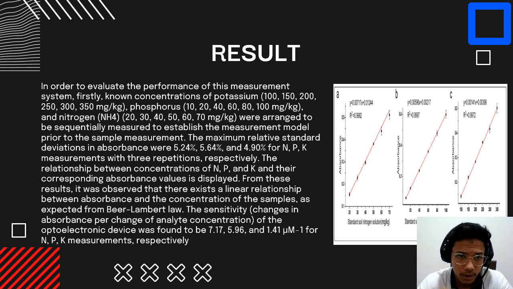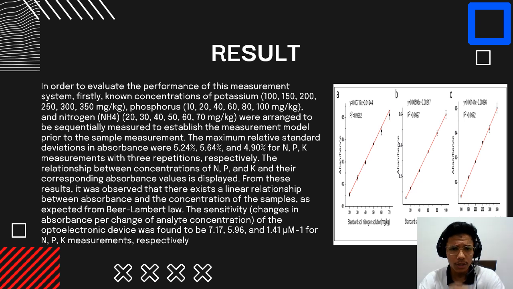Okay, the next one is the result. In order to evaluate the performance of this measurement system, firstly known concentrations of potassium, phosphorus, and nitrogen were arranged to be sequentially measured to establish the measurement model prior to the sample measurement. The maximum relative standard deviations in the observance were 5.24%, 5.64%, and 5.90% for N, P, and K measurement with three repetitions, respectively.